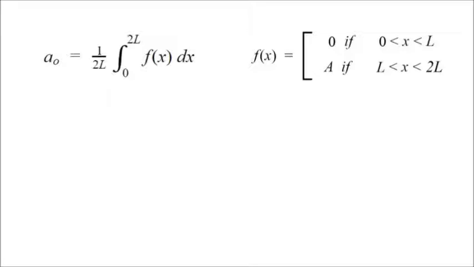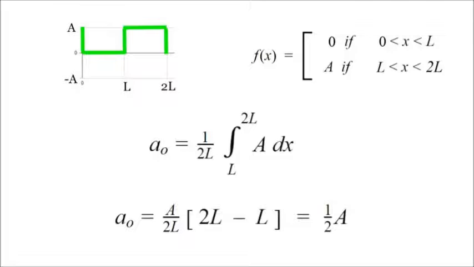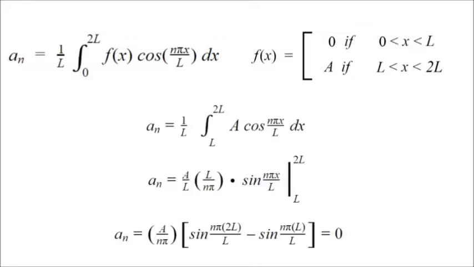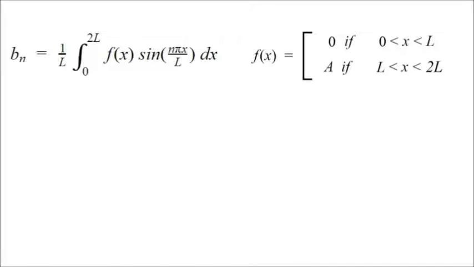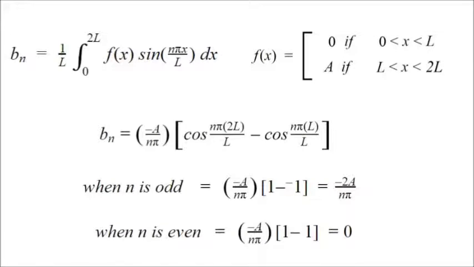A0 is not 0 this time, and that makes sense. It's the average value of the function. It's A over 2. What about An? Well, our function isn't exactly odd, but I guess it's close enough to being odd because when multiplied by the cosine and integrated, 0. Bn, again, that's where all the action is, and like the first square wave, the Bn term disappears when n is even.